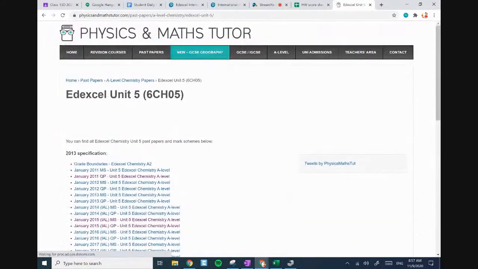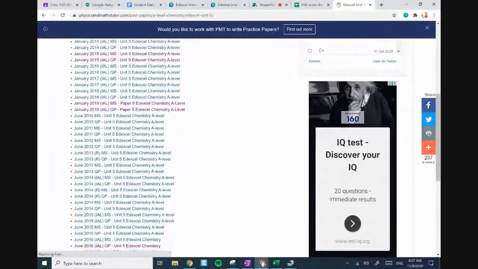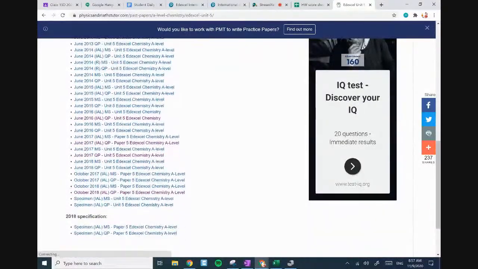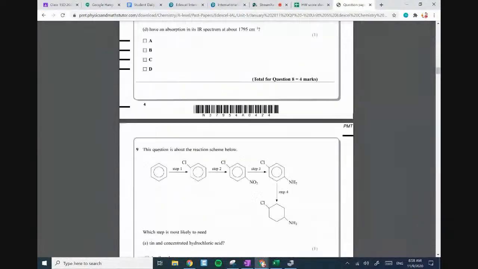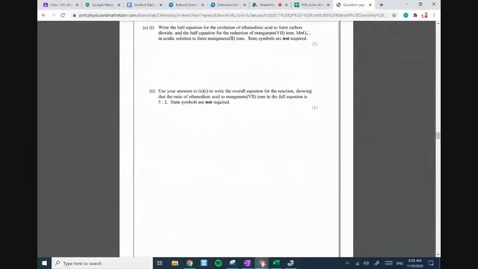So unit 5. Oh, look, see, I haven't chosen many. Right, okay, there's a couple. So let's have a look. Let's start from the top, I guess. Sure, why not? Let's have a look at 2011 and see if I can see the section on it. There's so many, though. It's so easy.